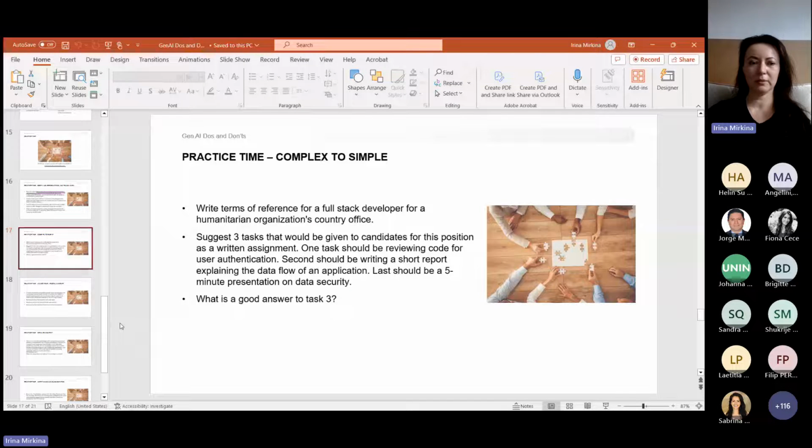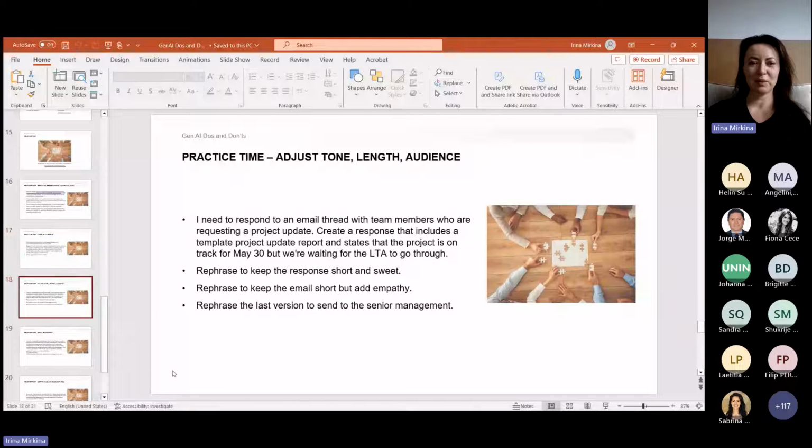Okay, I hope that everyone has had the time to complete these prompts. If not, no worries at all. There will be a recording, obviously, and I will be able to share the presentation afterwards, so you will be able to try it out in your own time and at your own pace. The next use case: let's see what happens if you adjust the tone, the length, and the audience of a draft that you're trying to craft.